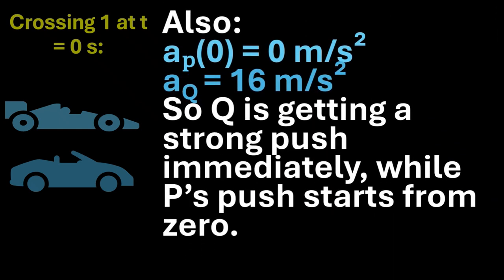The initial acceleration of P is 0 meters per second square and the initial acceleration of Q is 16 meters per second square. I have deliberately assumed the acceleration of Q to be more than the acceleration of P, again for a reason. Because to have this motion as described in the question, Q must get a strong push immediately and P should start from 0.